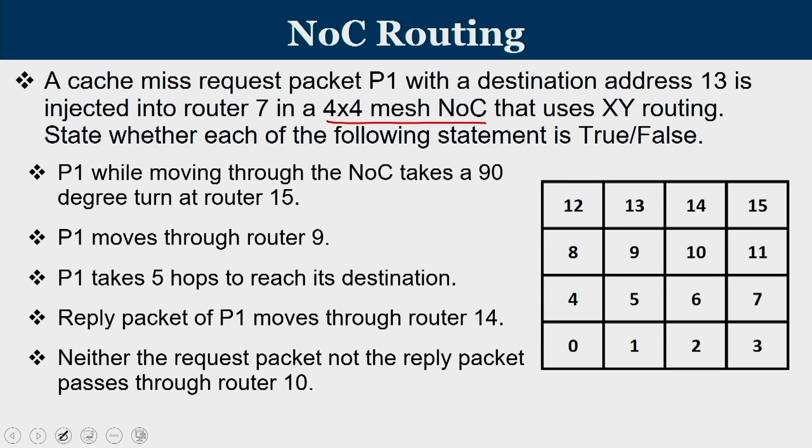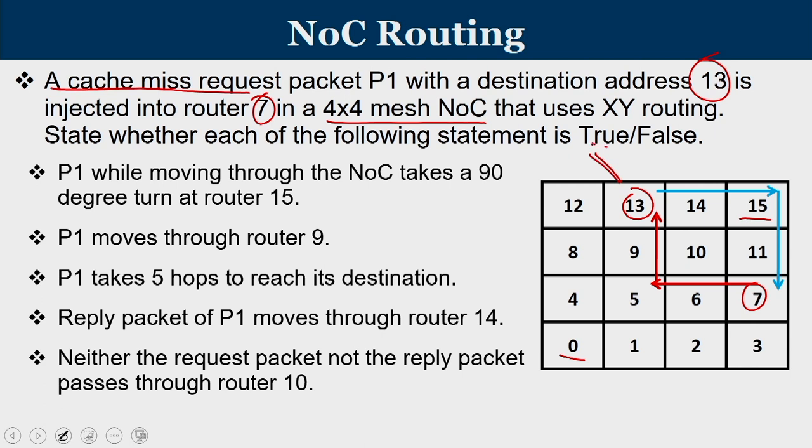Let us say this is the 16 core processor that they are talking about, in which the routers are organized in a 4x4 mesh fashion. And the numbering is always from bottom left all the way to the top right. Now, here we have a packet whose destination is 13 injected into router 7. When you apply XY routing, this is the way in which the packet goes from 7 to 13. It is a cache miss packet, so there is a cache memory associated with 13.